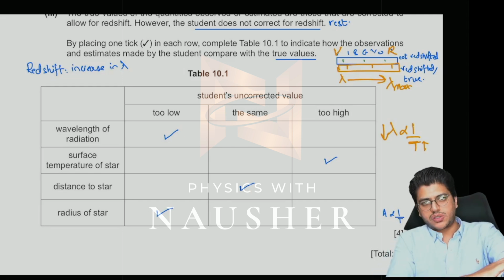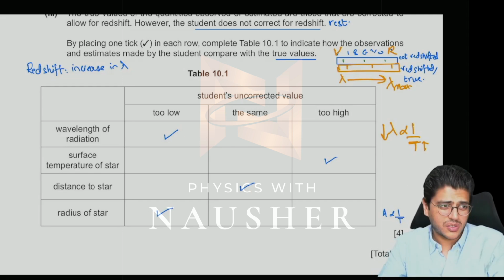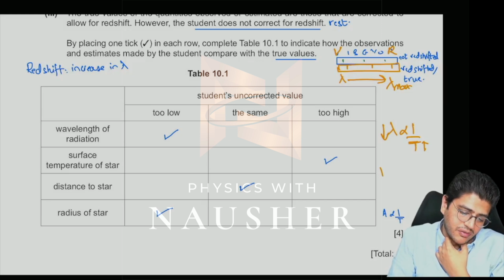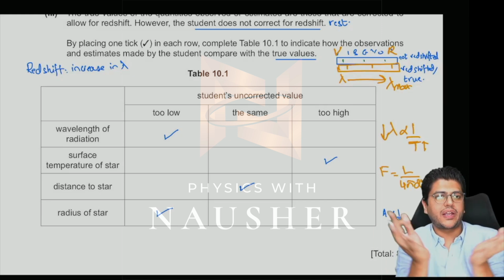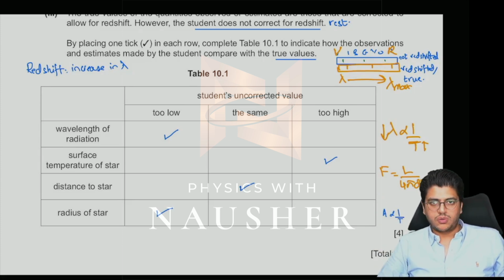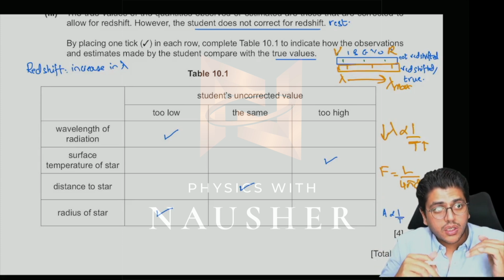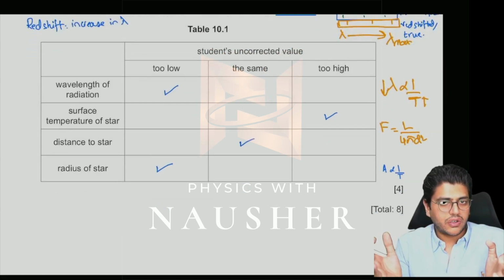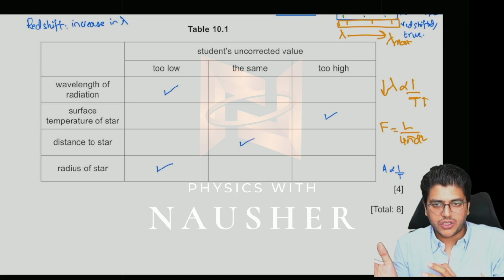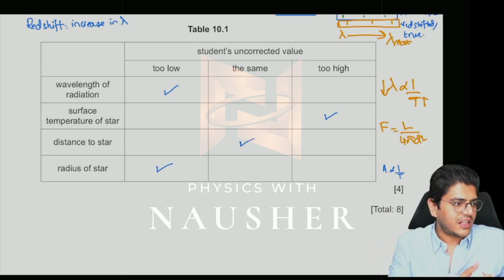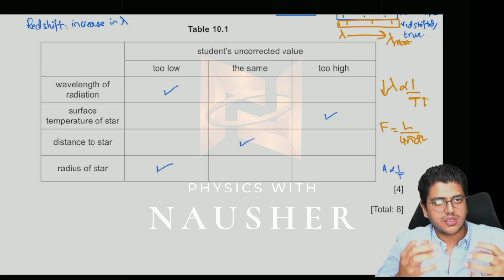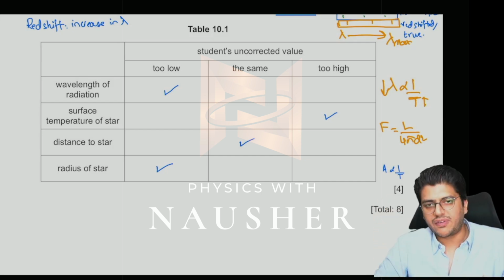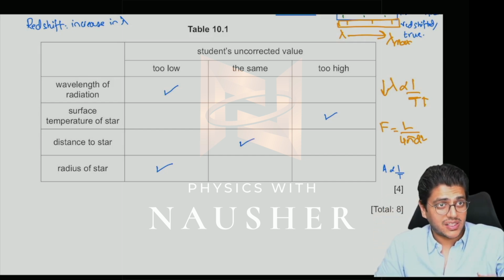The distance to the star. Now the distance to the star is given by F equals L over 4 pi d squared. That has nothing to do with this. The distance to the star is the same because the luminosity has not been measured incorrectly. The radiant flux intensity, there's no mention of it. So the distance to the star has nothing to do with wavelength and temperature. That's why that remains unaffected.